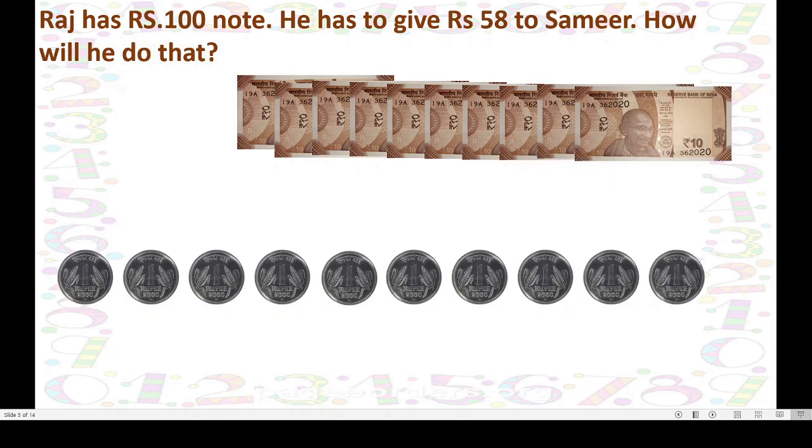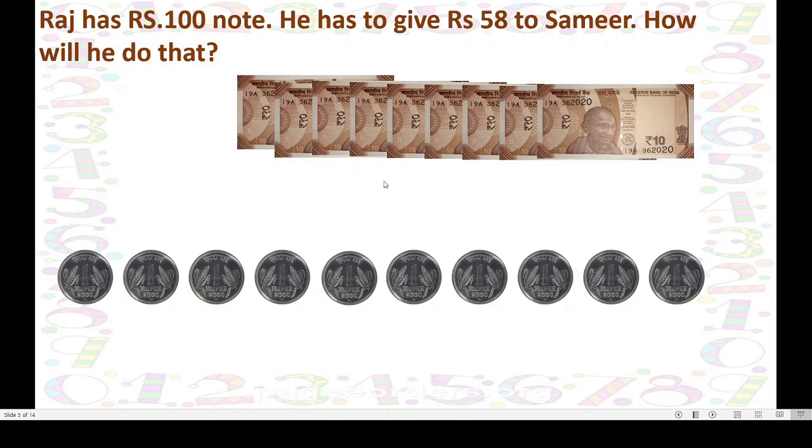Raj took 10 coins of 1 rupee and he gave one 10 rupee note to the shopkeeper. Now here 9 ten rupee notes are there. This is 90 rupees together, right? And these are 10 one rupee coins, right? So together it makes 100 rupees, isn't it?